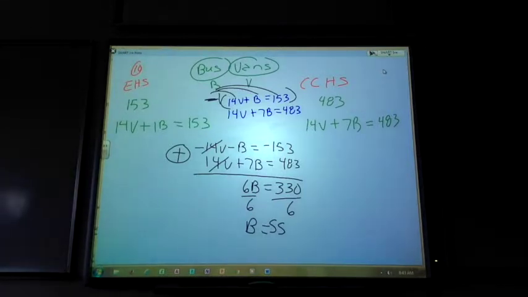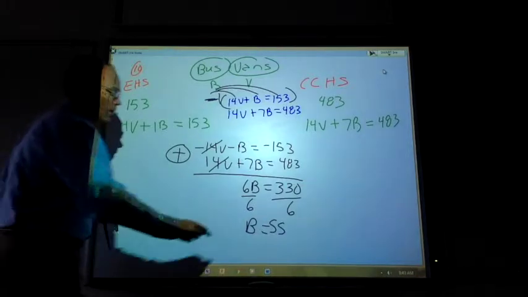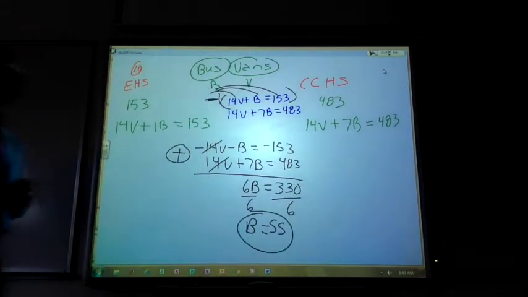B equals 55. What the heck does that represent, Brenna? Is that the total number of buses? No. What does it stand for? Yeah. Each bus carries 55 people. Each bus can carry 55 people.